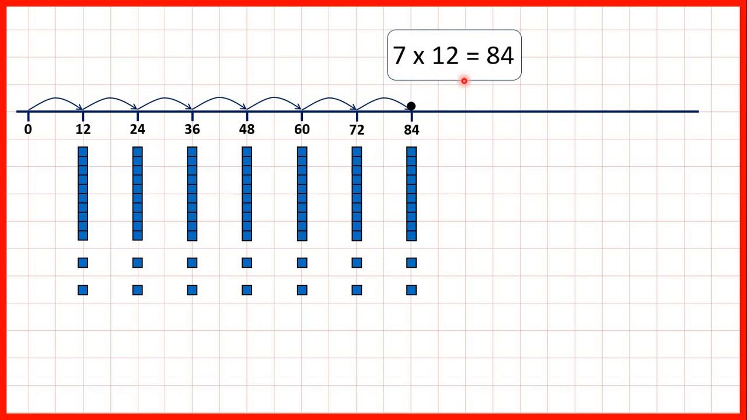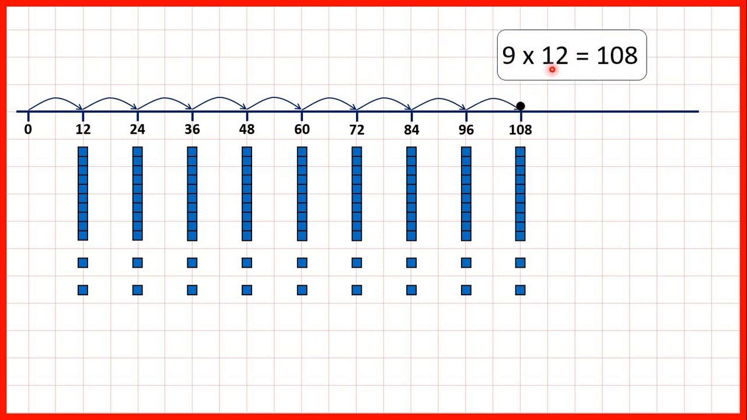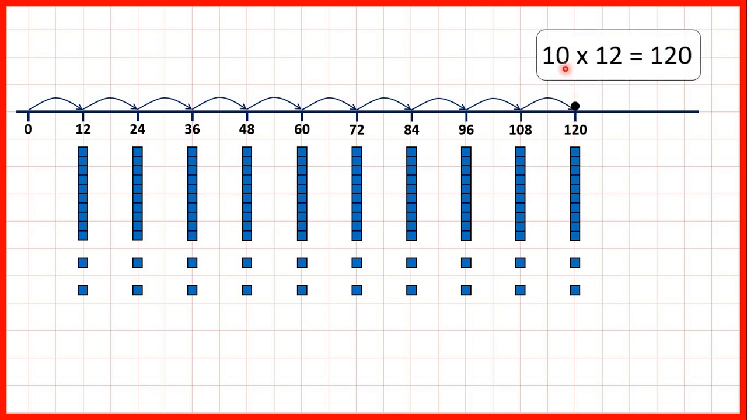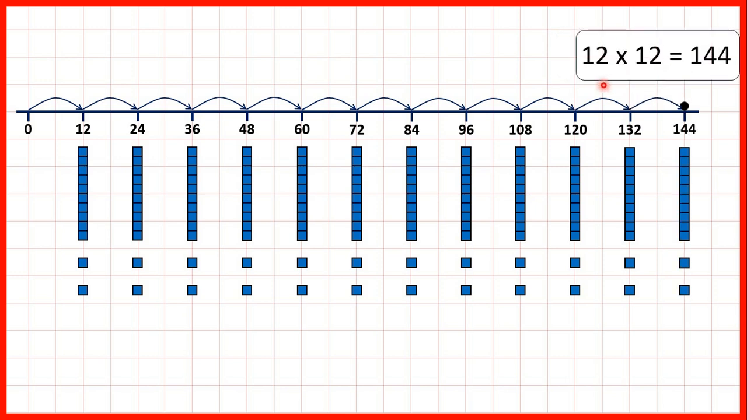7 times 12 is 84. 8 times 12 is 96. 9 times 12 is 108. 10 times 12 is 120. 11 times 12 is 132. And 12 times 12 is 144.